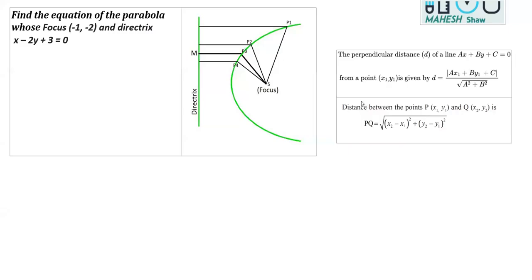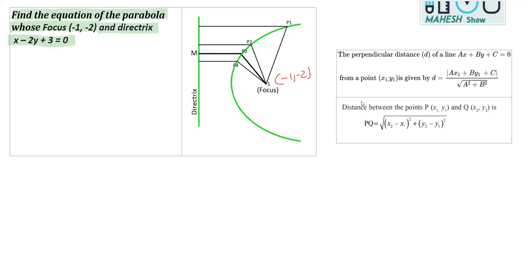This is one question from conic section in the part called parabola. It says we have to find the equation of a parabola whose focus is (-1, -2). That means we know this focus whose coordinate is given as (-1, -2). Further, the equation of the directrix is given as x minus 2y plus 3 equal to 0.